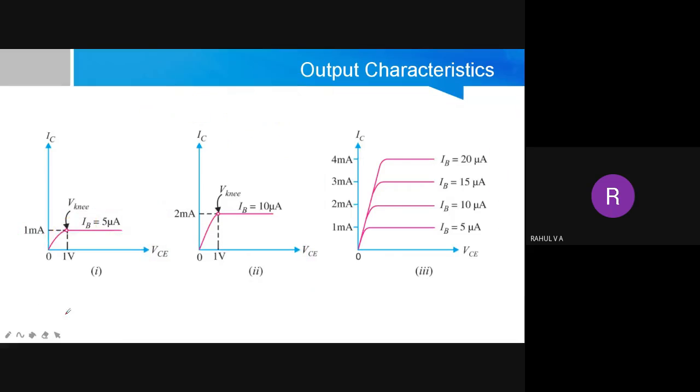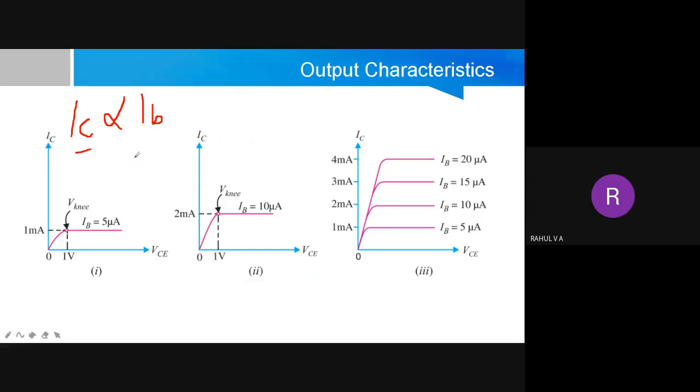So as VC changes from 0 to 1 volt, there is a slow change in collector current. Collector current also will increase. When VC voltage reaches 1 volt, then collector current will be almost constant. It won't change further because we already know IC is proportional to IB. IC has to change according to IB. The value of IB is fixed, fixed at 5 microampere. So IC also will be constant after a particular value.